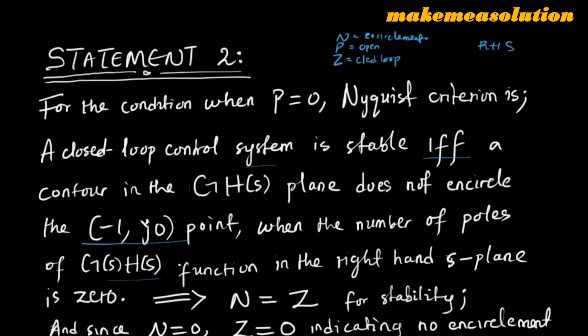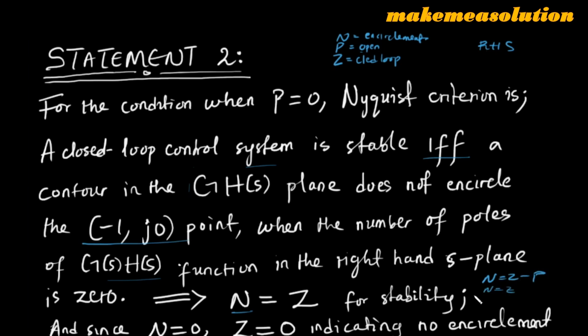So if our contour does not encircle this point, then the condition for stability is that there should be no right hand open loop poles occurring. In other words, P has to be equal to 0. So the implication of this whole statement is that the number of encirclements will be equal to Z since P is equal to 0. And remember, the formula is N is equal to Z minus P. So if P is equal to 0, N is equal to Z.